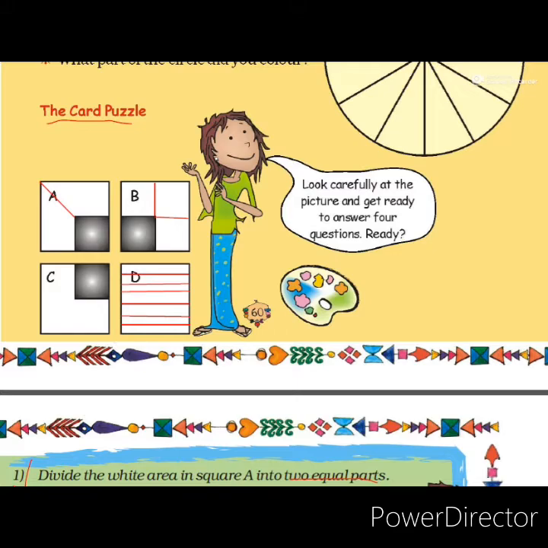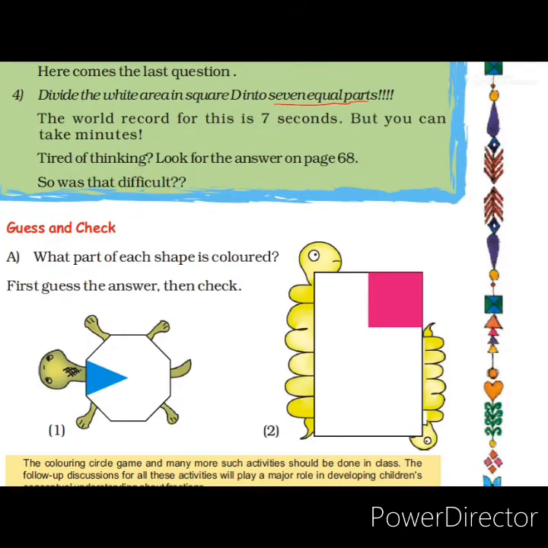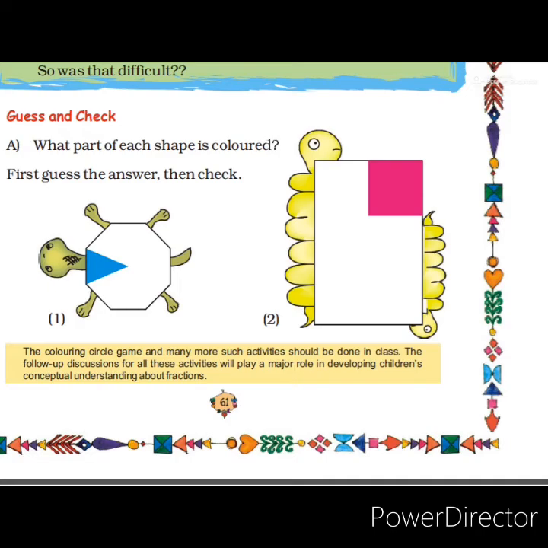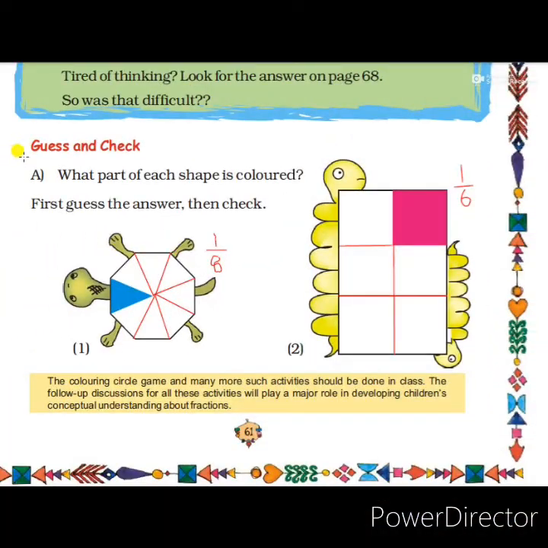Now we will move to the next topic, page number 61, guess and check. In this topic, we have been given some pictures and asked the question, what part of each shape is colored? Students, see the 2 pictures given on this page. Open the textbook. It has not been divided there, but in this topic I have already divided the figures and am showing how many equal parts there are. So we have to find out what part of this shape is colored.